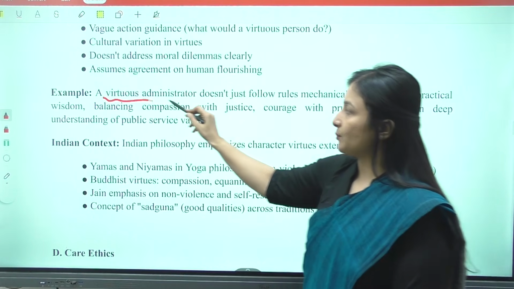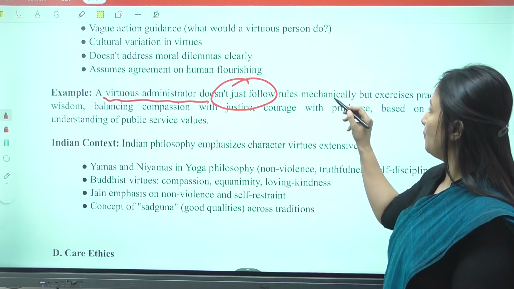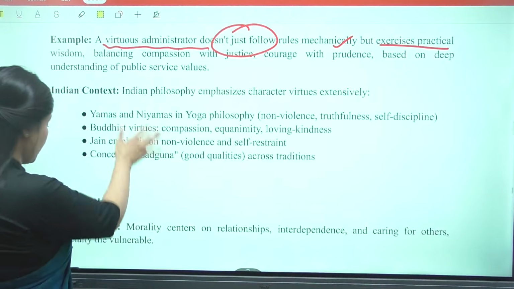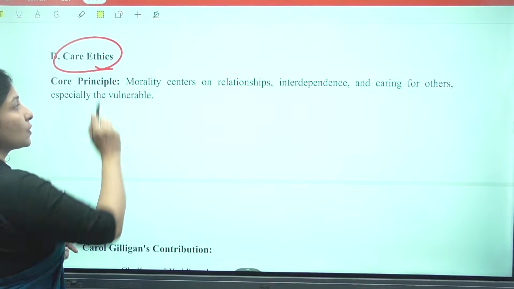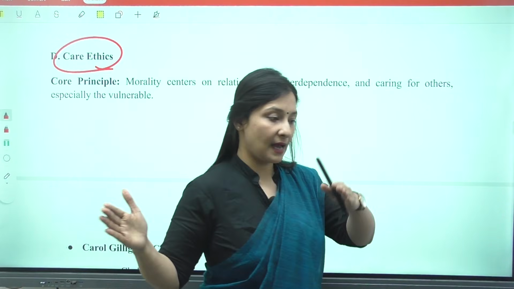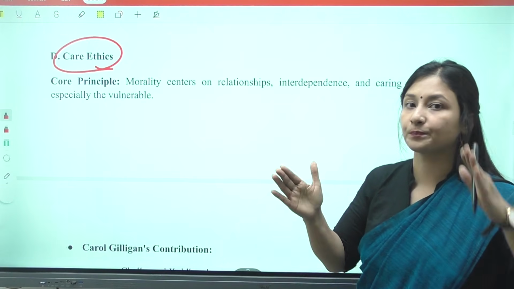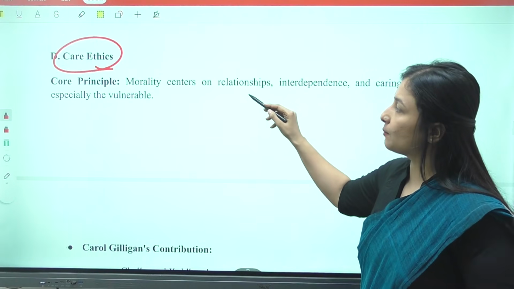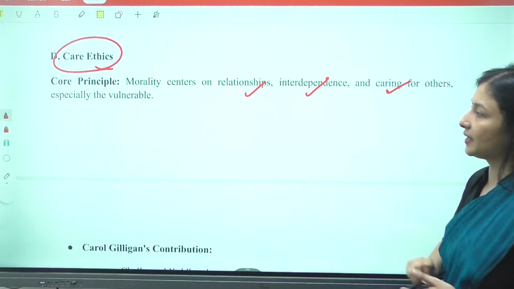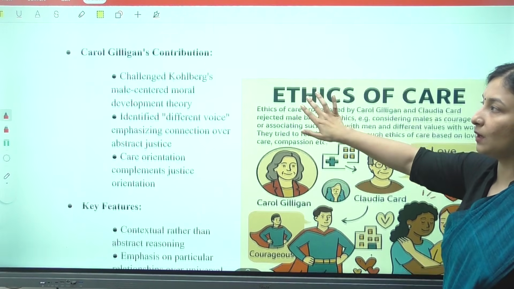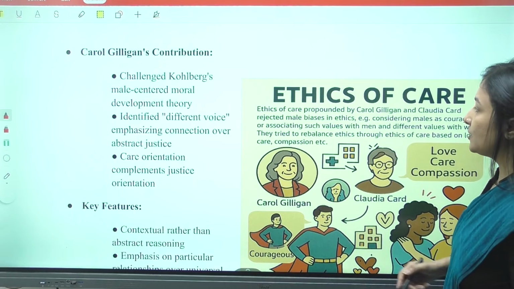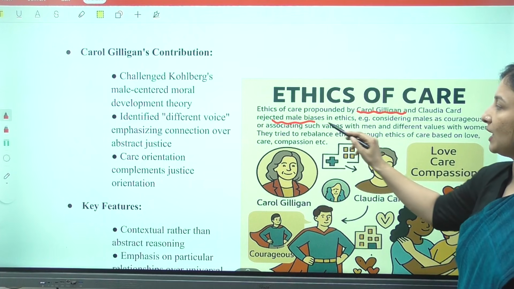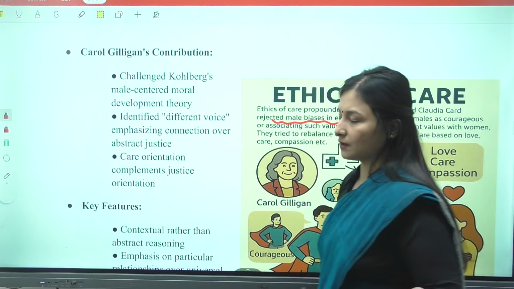See, a virtuous administrator does not follow the rules mechanically, but he exercises practical wisdom, right? Now, care ethics. Care ethics will be a part of normative ethics, and somewhere it will also be applicable to the applied form of ethics. It bases its morality on relationships, interdependence, and caring for others, specifically the vulnerable section, right? It has been propounded by Carol Gilligan, and it rejects the male bias in ethics. Okay, this you can just read for your relevance.